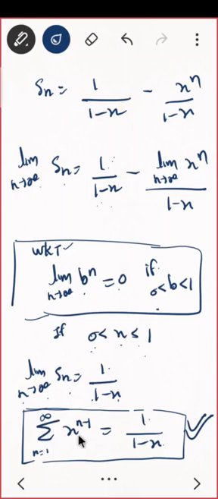So my summation x raised to n minus 1 is equal to 1 upon 1 minus x only if x is between 0 and 1, correct? Otherwise not. If you take x any value greater than one, or if we take 1 also, then it is a divergent sequence. So you need to make sure of that. Correct?